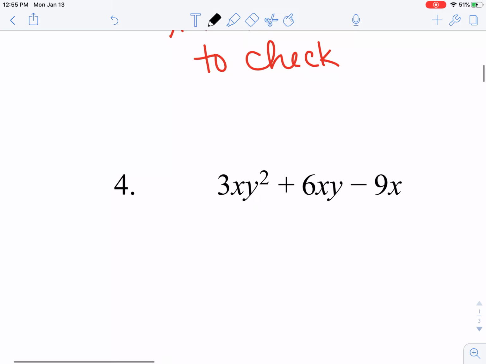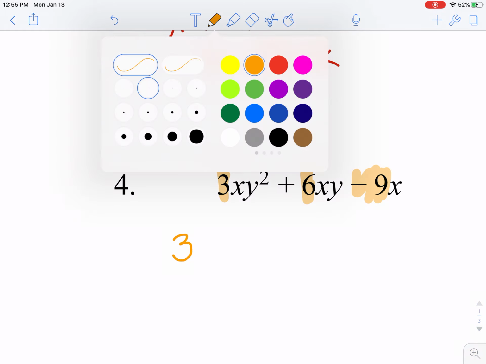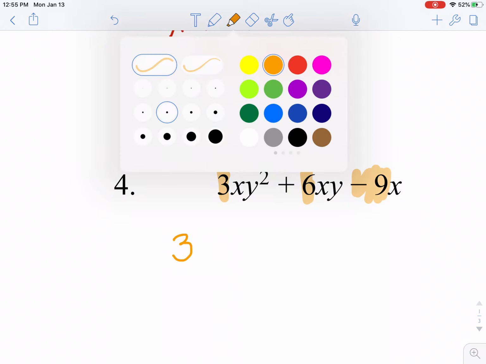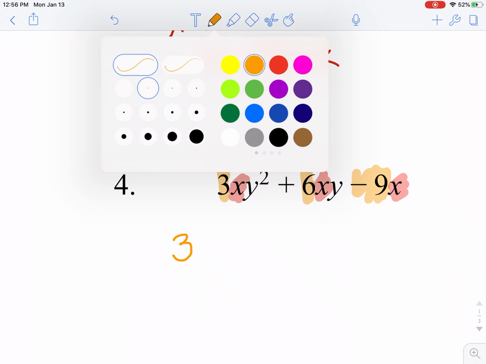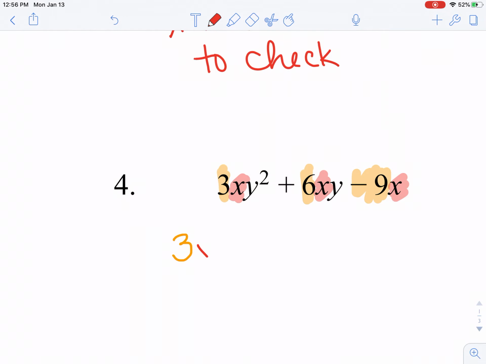Again, the first thing we want to do is check those coefficients. So I have 3, 6, and negative 9, and I want to find the greatest common factor of 3, 6, and negative 9. Once again, that greatest common factor is in fact a 3. Alrighty, and then I want to look at my variables. Now this question has two different variables in our terms. In that first one, we have an x in our first term, an x in our second term, and an x in our third term, which means that we can take an x out of all three terms.